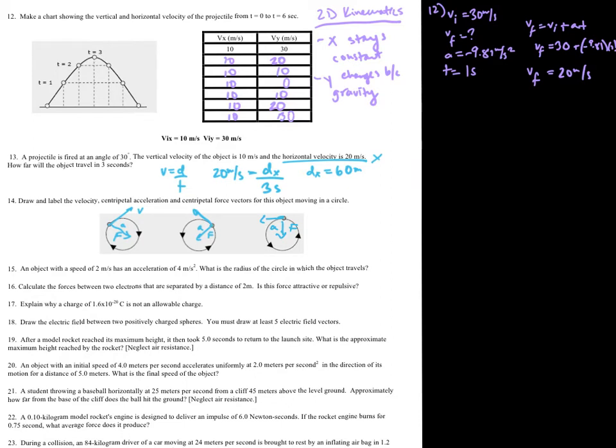Alright, now number 15. We're more than halfway through. An object with a speed of 2 meters per second has an acceleration of 4 meters per second squared. What is the radius of the circle in which the object travels? We have speed and acceleration, so we're talking about a circle as well. So we're looking for r. Ac is equal to 4 meters per second squared, and v equals 2 meters per second. All it is, Ac equals v squared over r. 4 equals 2 meters per second, squared over r. And you get that r is equal to 0.5 meters.